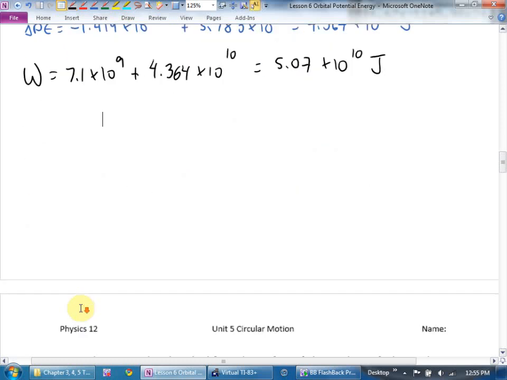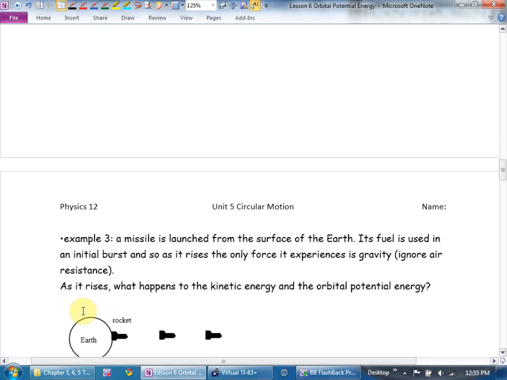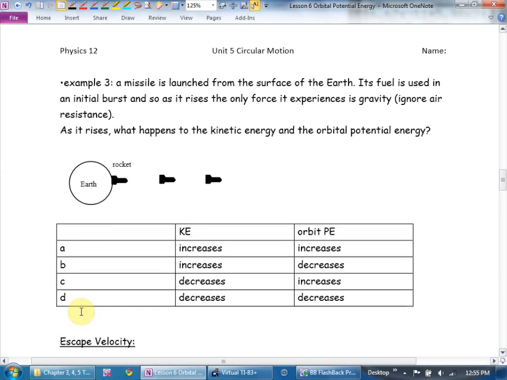So, let's do some conceptual stuff, and then we'll talk about how you calculate escape velocity. You may have heard the term.